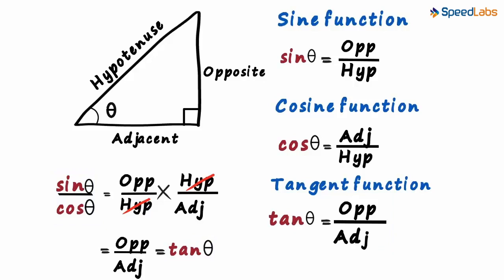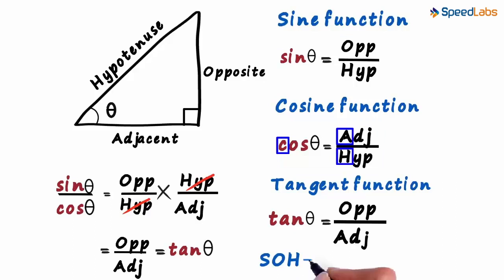But how do we remember so many formulae? It's very simple. Observe the first letters in each of the cases. Look at the first formula. S, O and H. So let's write SOH here. Now look at the second formula. It's C, A and H.